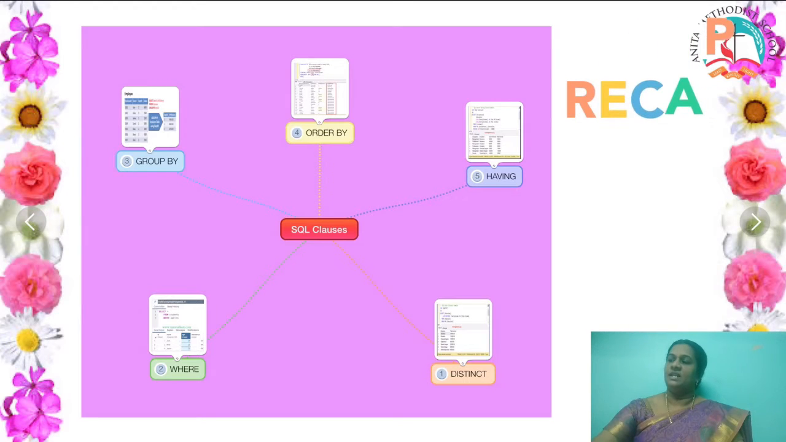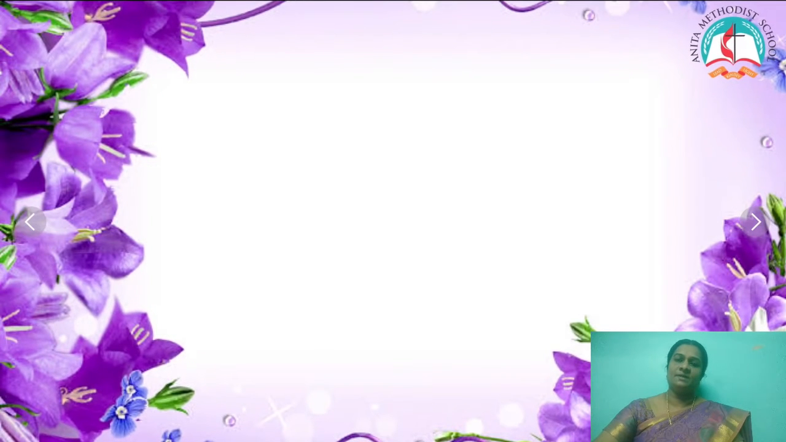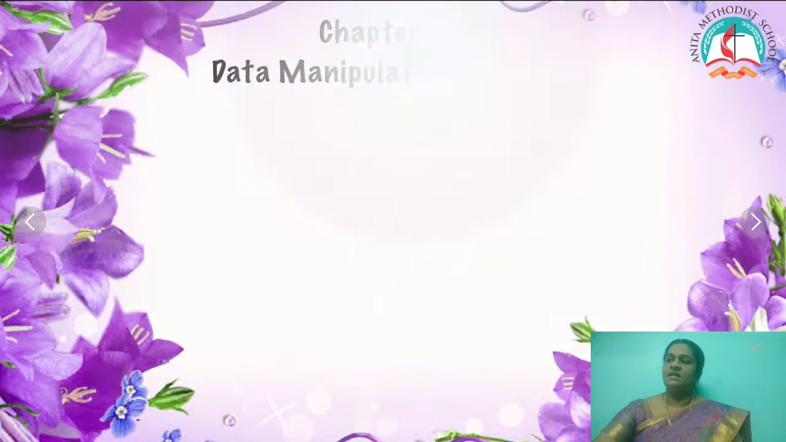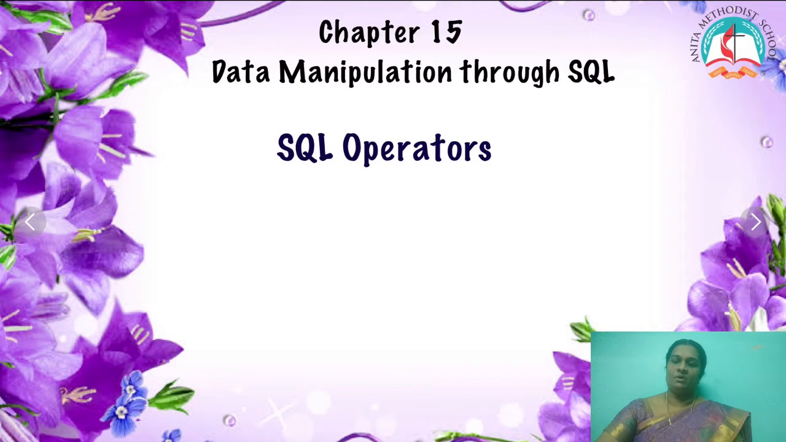Good. Now we will get into today's topic. Can anyone guess what chapter or what topic? The chapter is the same. What topic are we going to deal with today? What is the next concept? Yes, same lesson, chapter 15, Data Manipulation through SQL. It is from page number 301 to 303 and 307 to 310. This is also a very important question. We are going to see about SQL operators.